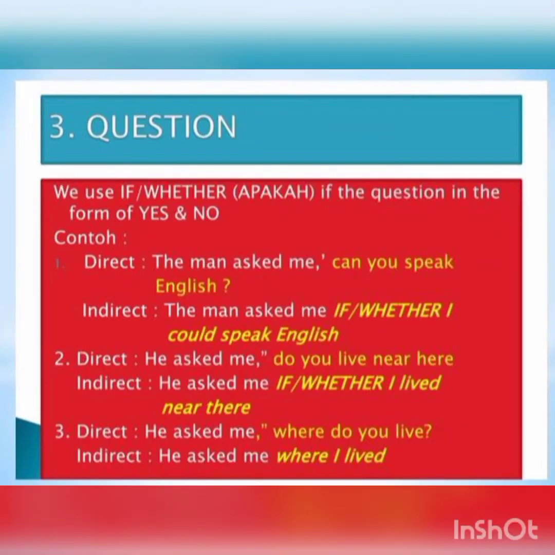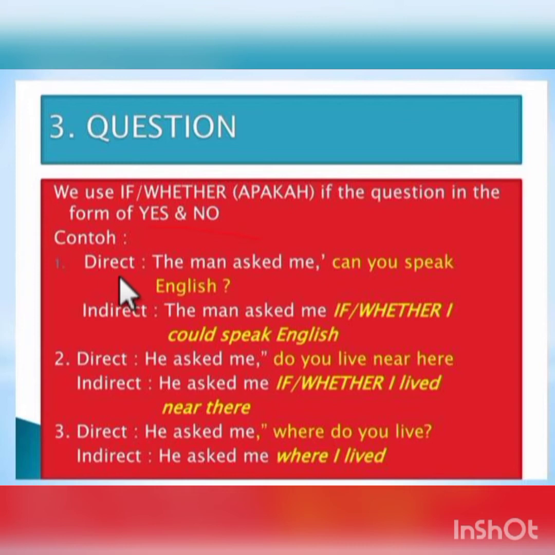We have mentioned question form also. In indirect speech we use if or whether, these conjunctions, if the question is in the form of yes and no. For instance, in direct speech, the man asked me, "Can you speak English?" If we want to change into indirect speech, the man asked me if I could speak English, or the man asked me whether I could speak English. No difference which one we want to put, if or whether.